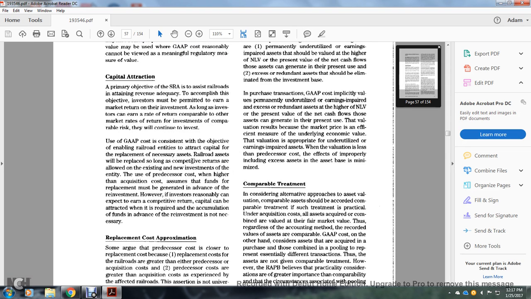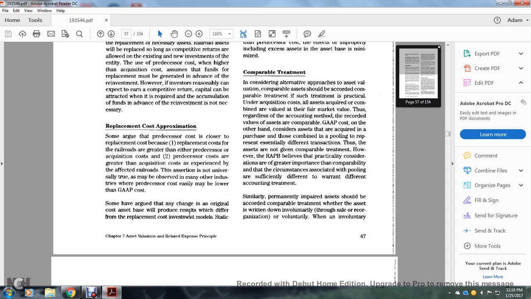Use of the government accounting auditing principle cost is consistent with the objective of enabling railroads to attract capital for the replacement of necessary assets. The railroad assets will be replaced through the long-run competitive returns allowed on existing and new investments, using the predecessor cost for the higher acquisition costs assumed for the funds replacement and the generated advance from investment. However, the investors reasonably expect an interim competitive return with the capital return attractive, as required for the accumulation of the funded advance for the reinvestment.